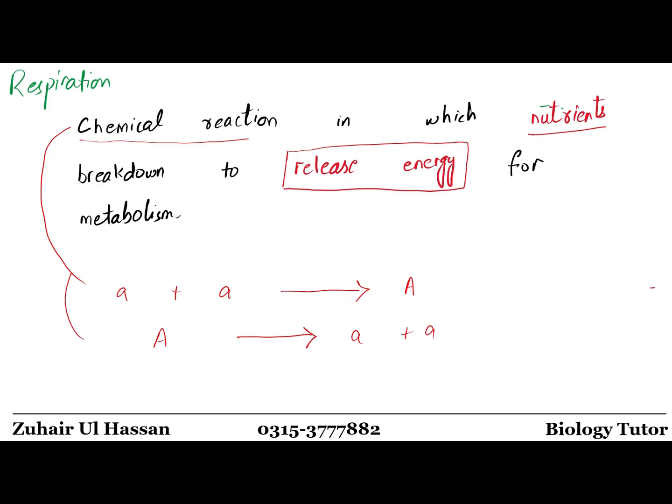If you are given an MCQ and there is a keyword written in the statement, release of energy, it means they are talking about respiration, because respiration is the only process performed by living organisms to release energy, and that energy will be used for metabolism. Nutrient molecules involved in respiration are glucose and oxygen. There are different types of respiration. Glucose is involved in all types of respiration. Oxygen is included in one type of respiration, not in all types.